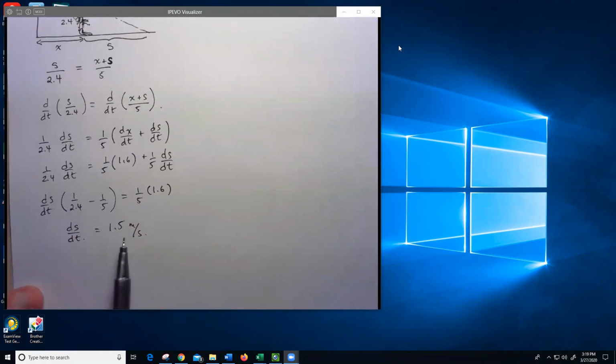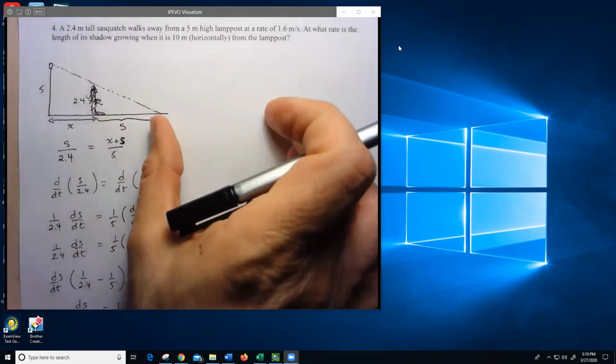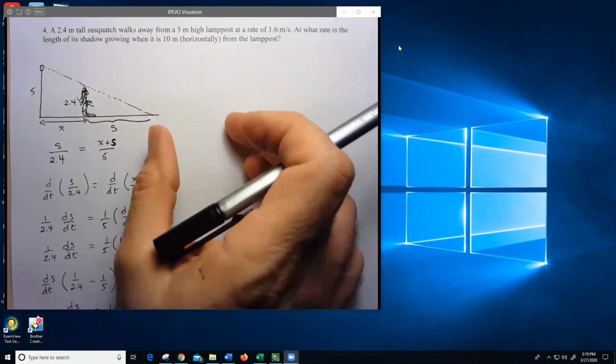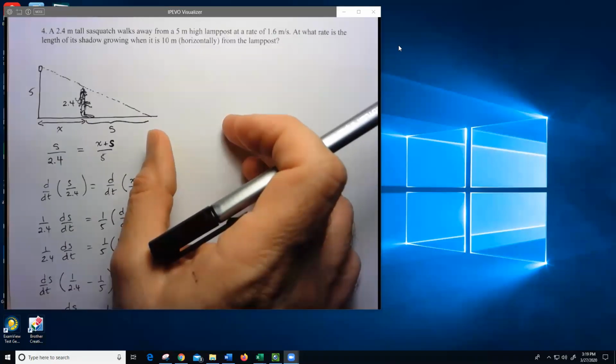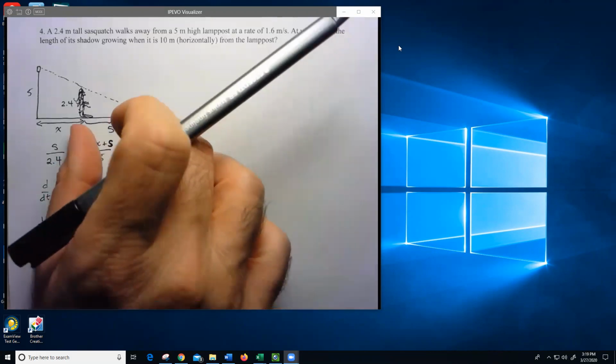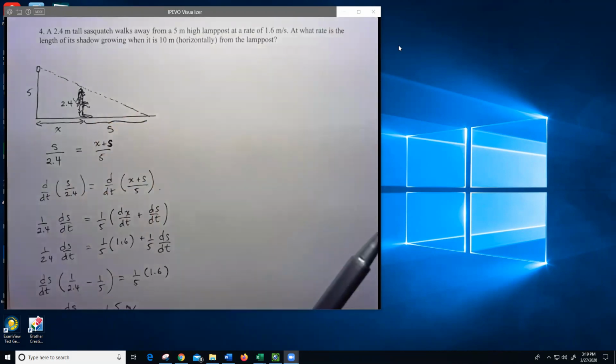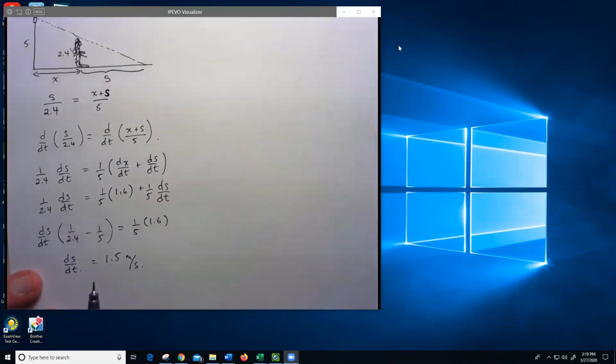So you were able to find that the shadow is changing at 1.5 meters per second. Now, by the way, you notice that the answer came out to be positive. That means that the shadow is also increasing over time. If you don't believe me, go outside tonight when there's no one near, 6 feet away from you, and there's a lamppost, and you'll see that as you walk away from the lamppost, your shadow gets bigger and bigger and bigger. Had it been getting smaller, it would have come out in the algebra.